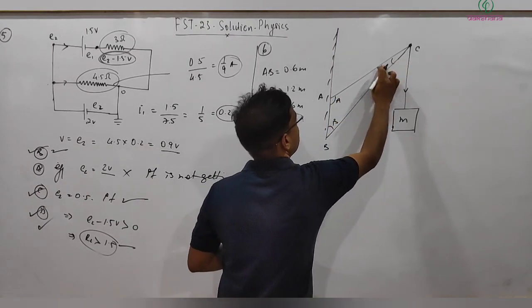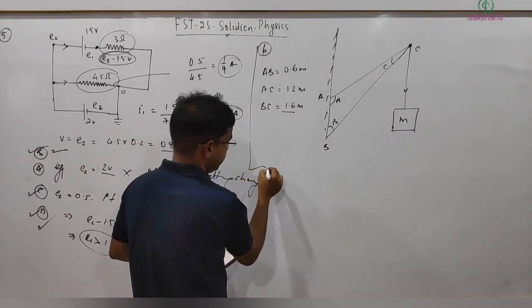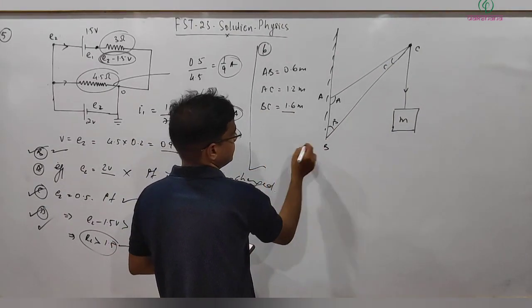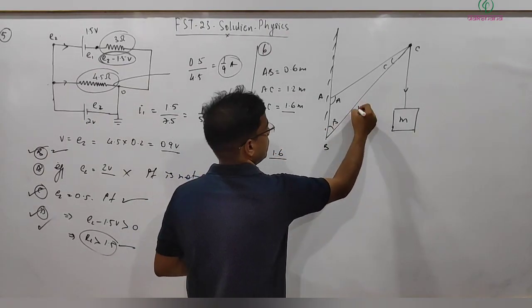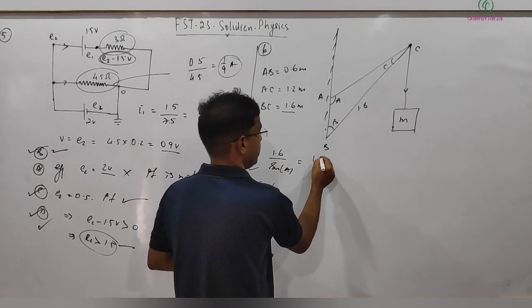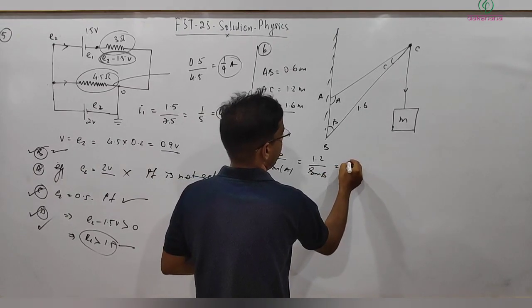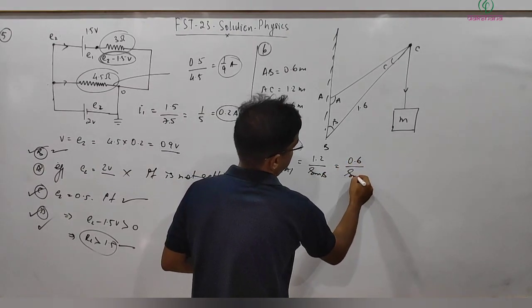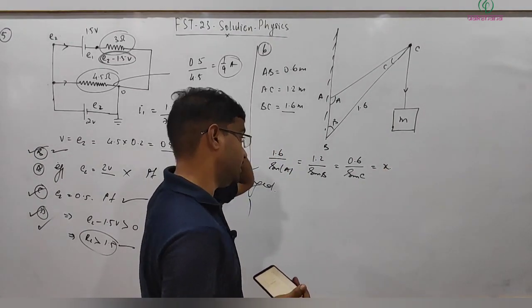then I can write, we have this relation that 1.6 divided by sine of A equal to 1.2 divided by sine of B equal to 0.6 divided by sine of C. Let's say it's X. Then I have the value of sine A, sine B, sine C, everything.